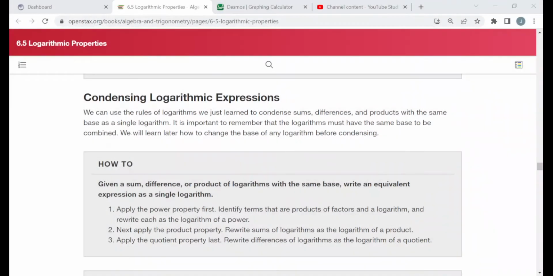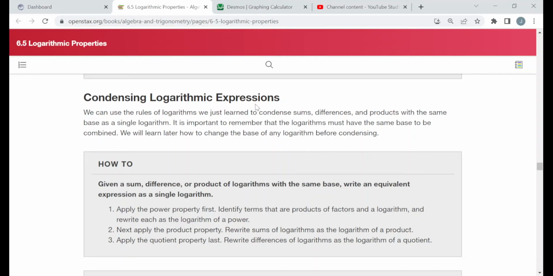Hello everyone. The title of this video is Condensing Logarithmic Expressions. In this video I'm going to be doing examples that are taken directly from a free online textbook at openstax.org. I'm in their Algebra and Trigonometry text, section 6.5, called Logarithmic Properties, and I'm under the heading Condensing Logarithmic Expressions.